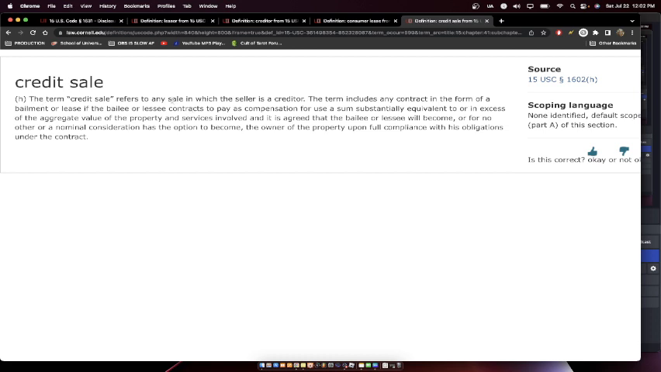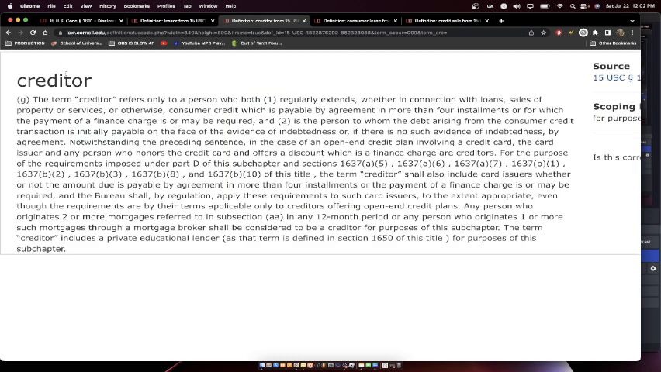Any sale in which the seller is a creditor. What is a creditor? Someone who regularly extends credit. The person to whom the debt arising from the consumer credit transaction is payable on the face of the evidence of indebtedness. Let's break that down. Creditor is the person to whom the debt is payable.